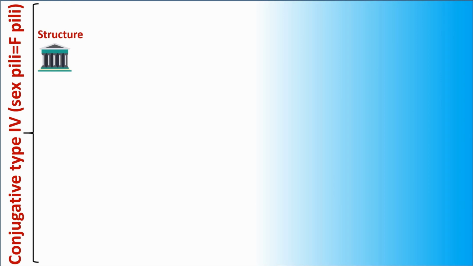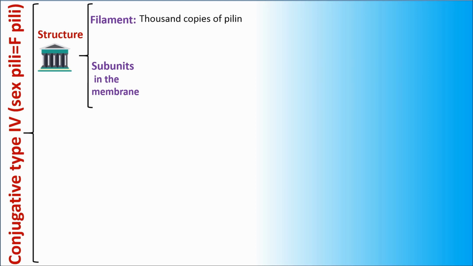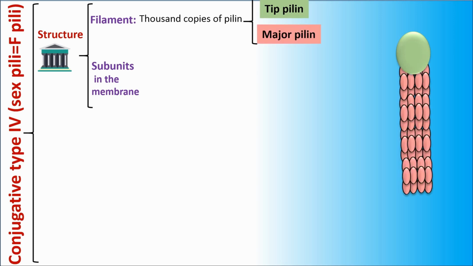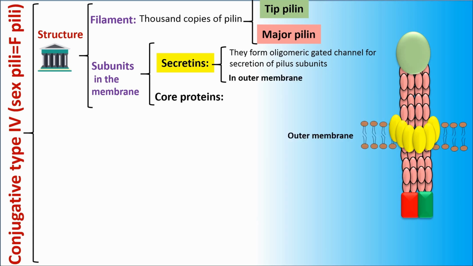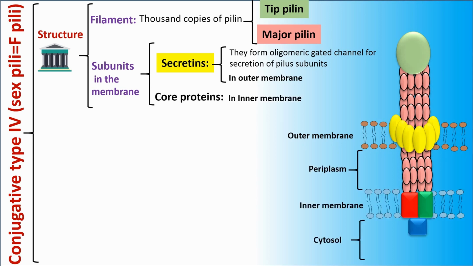They have two parts in their structure, filament and subunit in the membrane. Filament has 1,000 copies of pilin, as tip pilin and major pilin. Subunits in the membrane are secretin and core proteins. Secretins form oligomeric gated channel for secretion of pilus subunits. They are located in the outer membrane. Core proteins are located in the inner membrane.